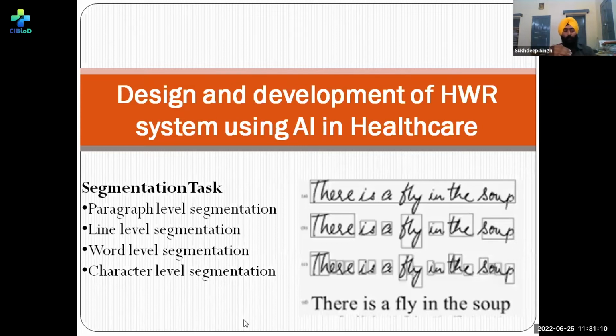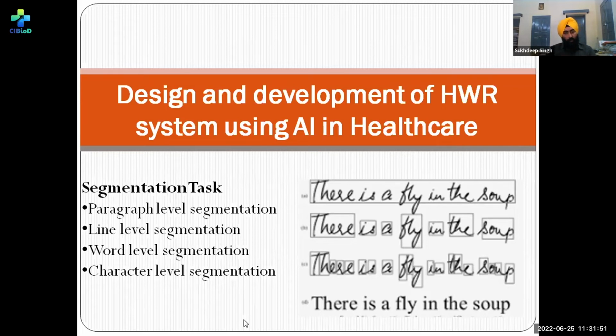Once we have performed the first three steps, meaning data collection, pre-processing, and feature extraction, segmentation is performed. Segmentation can also be done after pre-processing of data. Segmentation means dividing the collected data into smaller units. Like if we have different paragraphs in our document, then the data will be divided into different paragraphs.